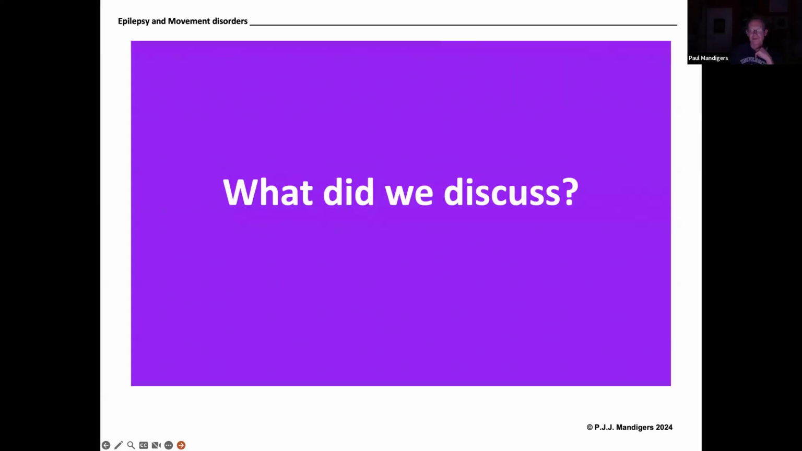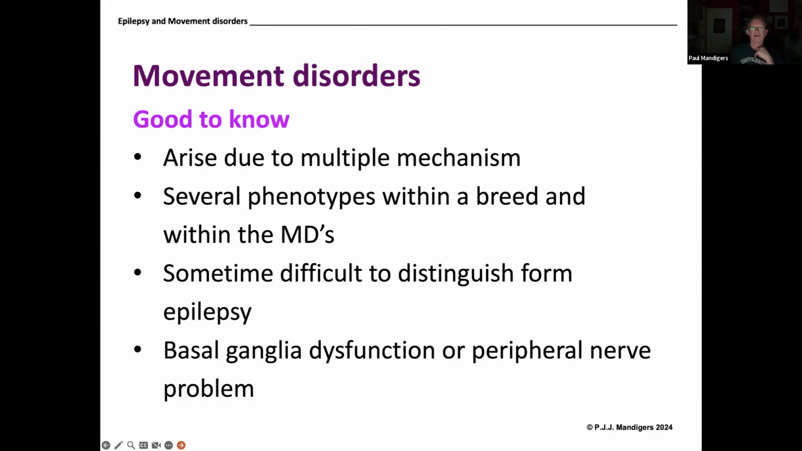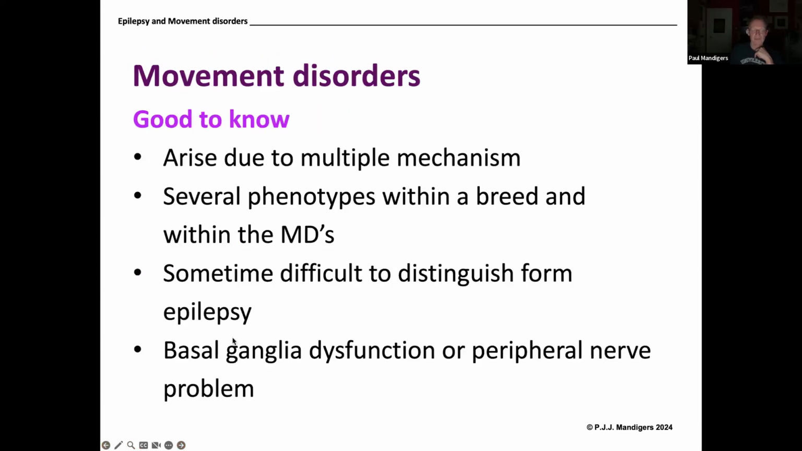So you have now survived the second part of this presentation. What we discussed so far is that these paroxysmal dyskinesias are self-limiting, suddenly there, you're not able to do something, it's painless, and the dog is conscious. Of course, it's sometimes difficult to recognize this, and it can last for seconds to hours. A very important thing is that it's often breed related. And another very important thing, sorry for that, is to differentiate from epilepsy.